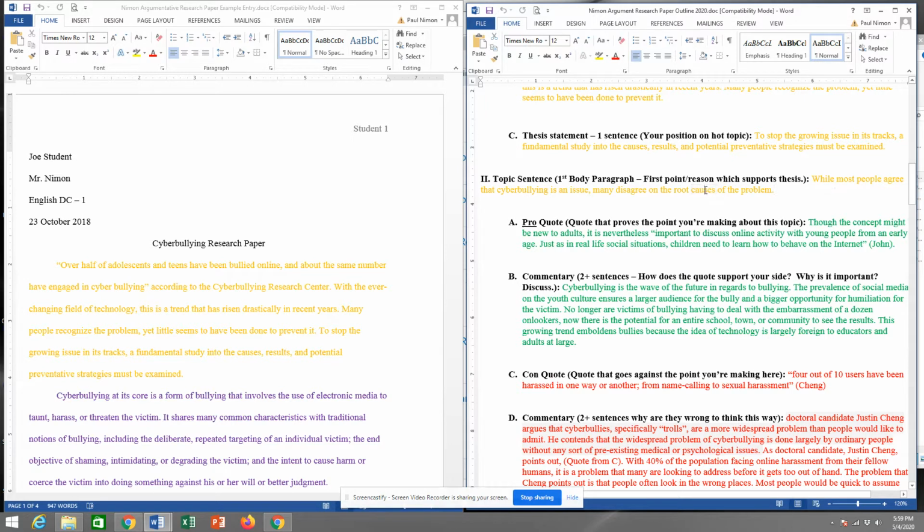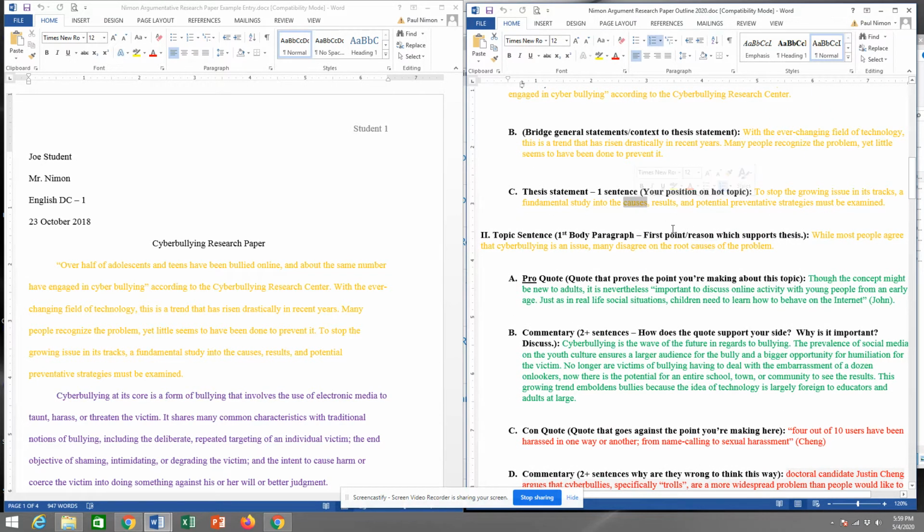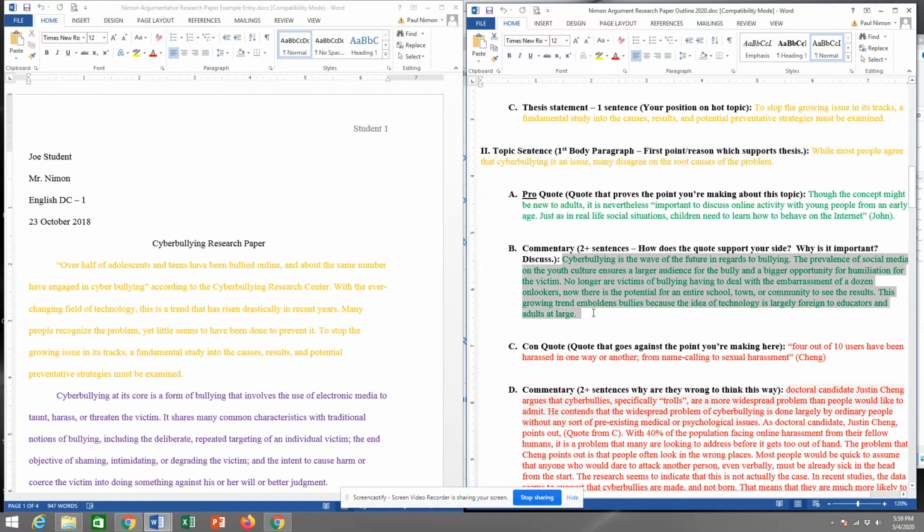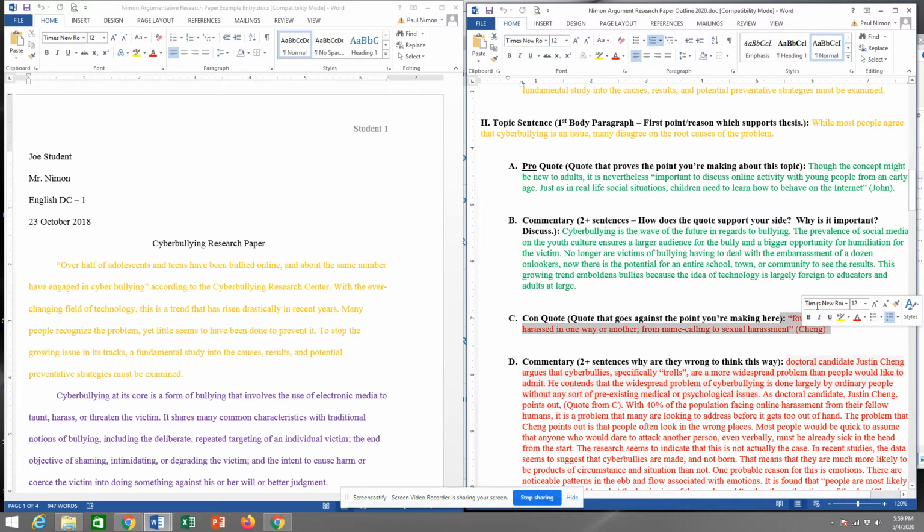There's that word again, causes. I've already told you in my thesis that my first body paragraph will be about causes. Well, here it is. Here's my topic sentence. So now I have a quote that supports this topic sentence. I have an explanation of how this quote supports this topic sentence. I have a quote that disagrees with this quote, and I have an explanation of how this disagrees with this.